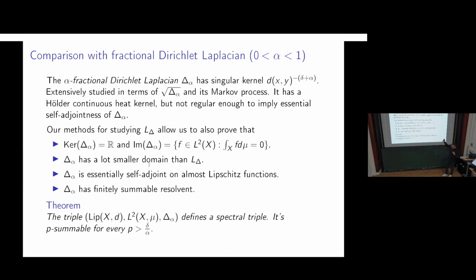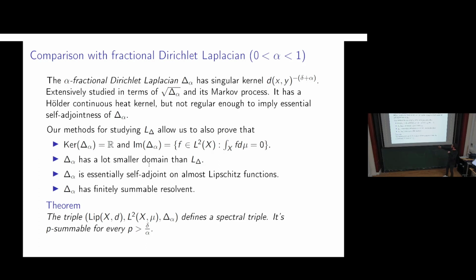So, with the methods we created to study the logarithmic Laplacian, we were able also to show the following. Well, the first two points, you don't need the methods that we constructed. Again, the kernel is the constants, and this has a lot smaller domain than the logarithmic Laplacian. But we were able to show that delta alpha is essentially self-adjoint on every Holder continuous function with exponents strictly less than 1. This has to do with the fact that we have this plus alpha. And somehow it's not clear if we can reduce this to all Lipschitz functions. But still, for everything we want to do, having almost Lipschitz functions works. Now this has finitely summable resolvent.